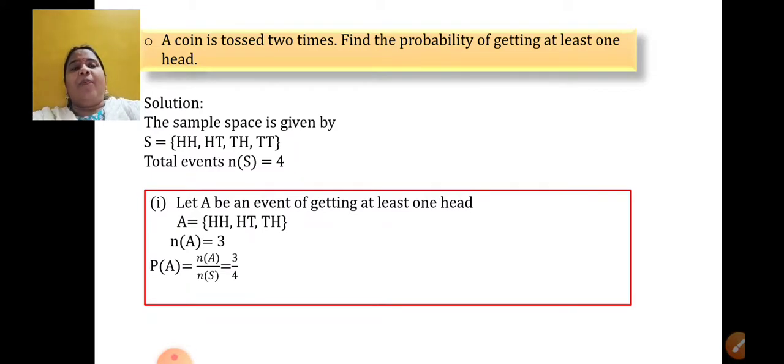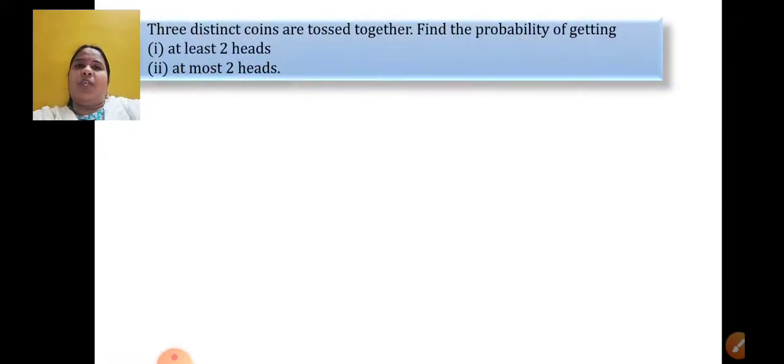Yes? Okay. Now one more sum I have taken of 3 coins tossed together. See, 3 distinct coins are tossed together. Find the probability of getting at least 2 heads, at the most 2 heads. Both concepts I have included in this 3 coins tossed together. Right? So let us see.